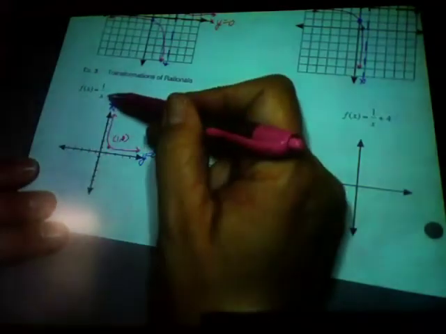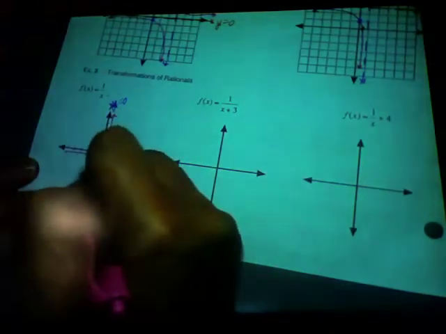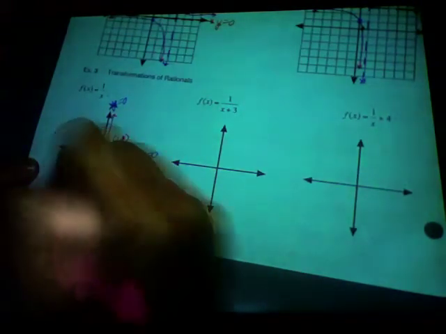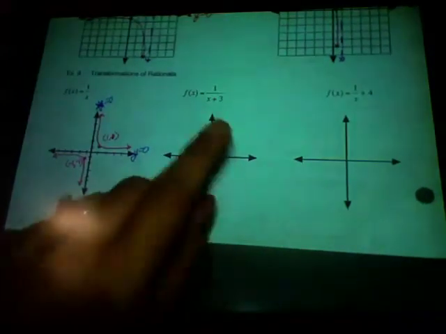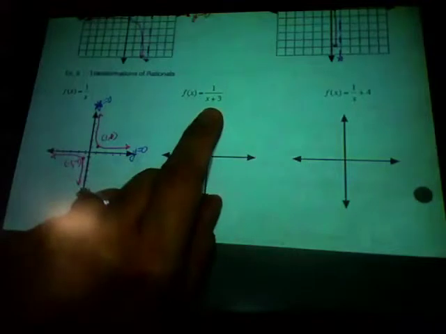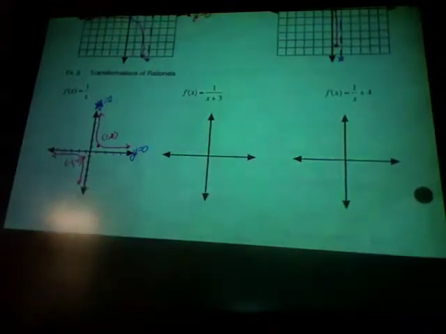What if I plugged in negative 1 here for x? What would y be? Negative 1. So if we went to the left one and down 1, wouldn't that be a point on the graph? So wouldn't it be going through here? And so this is negative 1, negative 1. I want you to look at what happens to those points, because this is essentially the same graph, but we have a plus 3 in the denominator. Let's see what that does.